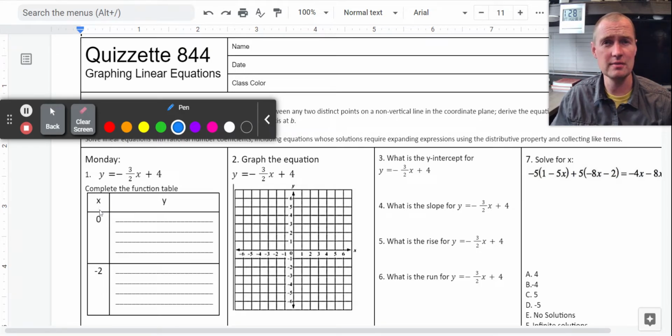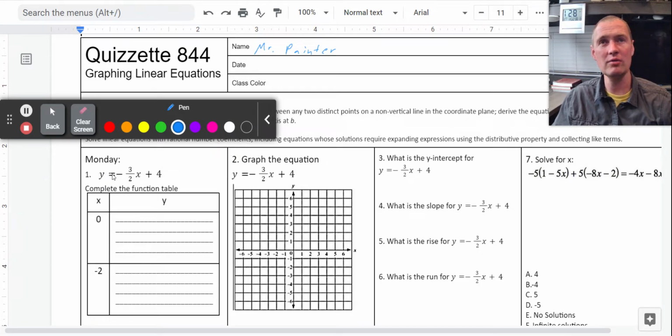All right, first step. In order to get credit, please put your name on your Quizzette. My name is Mr. Painter. I will be your host today. However, please put your name and not my name. And if you would, go ahead and copy down the date as well as put your class and color on top of the paper. All right, looks like we're ready to go.